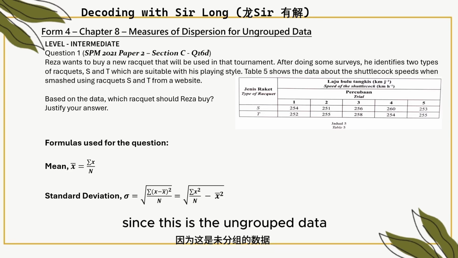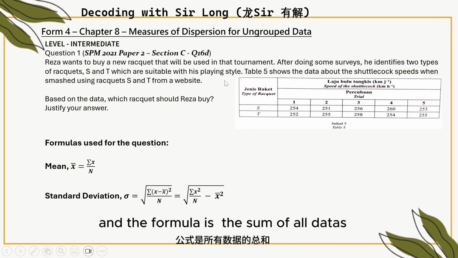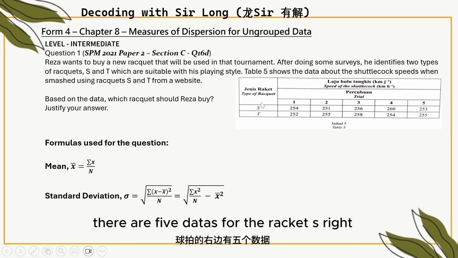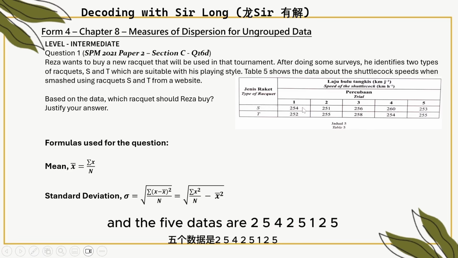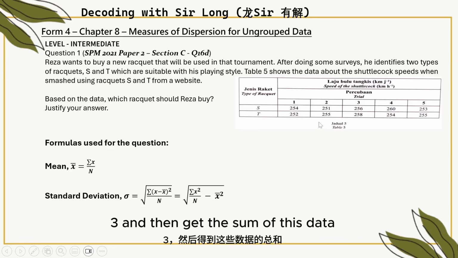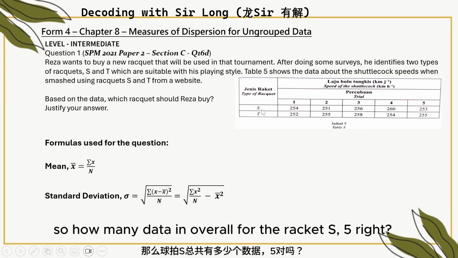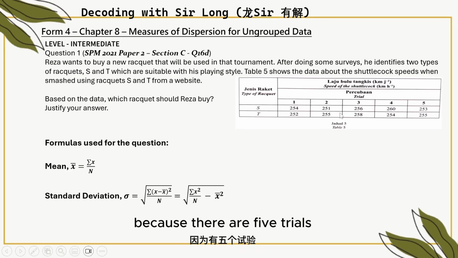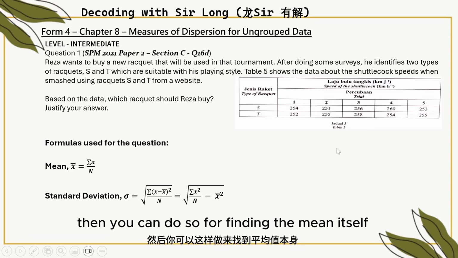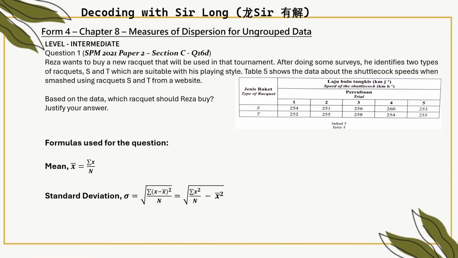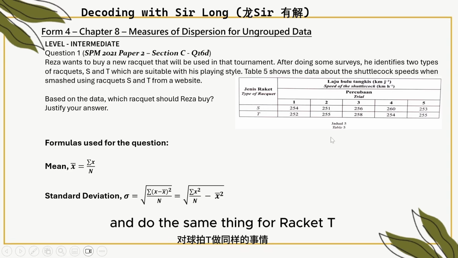And the mean, since this is ungrouped data, the formula is the sum of all data divided by the number of data. Let's say there are 5 data for racket S, and the 5 data are 254, 251, 256, 260, and 253. Get the sum of this data divided by the number of data. So how many data in overall for racket S? 5, because there are 5 trials. Then you can do so for finding the mean itself, and do the same thing for racket T.